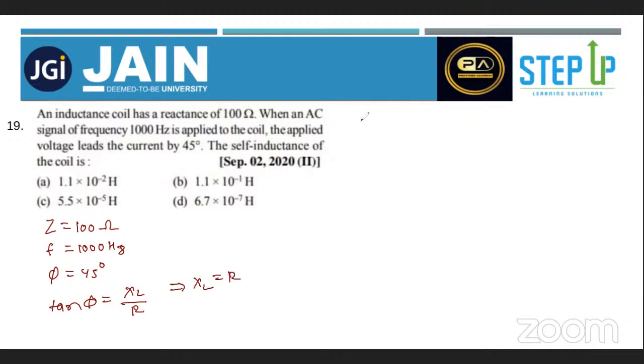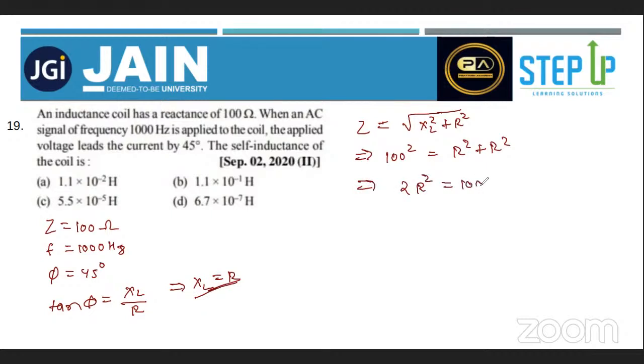So using this, in the case of purely inductive reactance, I write Z is equal to root of XL whole square plus R square. Because both are the same, I can write 100 square is equal to R square plus R square, using this equation. So I basically get 2R square equal to 100 square. Basically R will become 50 root 2. If R is equal to 50 root 2, the same is equal to XL.